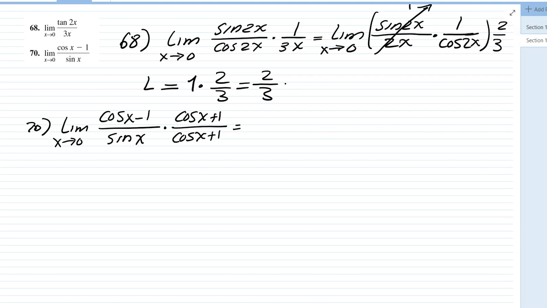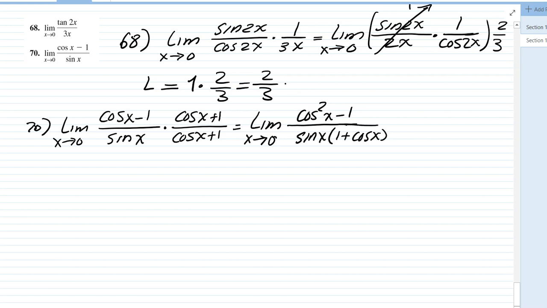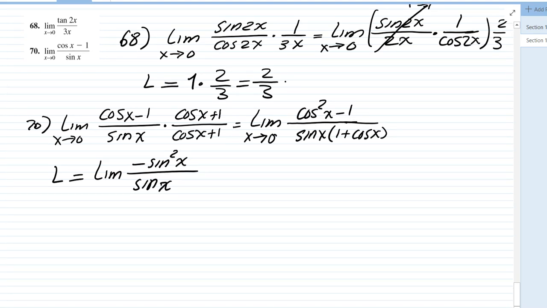Now in the numerator we have cosine squared x, right? Difference of two squares in factored form. So in the numerator we get cosine squared x minus 1. And in the denominator we have sine x times 1 plus cosine x, right? Or cosine x plus 1, 1 plus cosine x, same thing. Now cosine squared x minus 1, we're using the Pythagorean identity, that's going to equal negative sine squared x divided by sine x times 1 plus cos x, as x approaches 0.